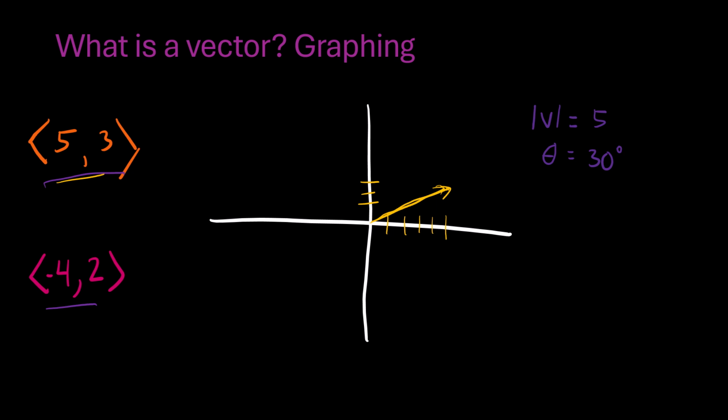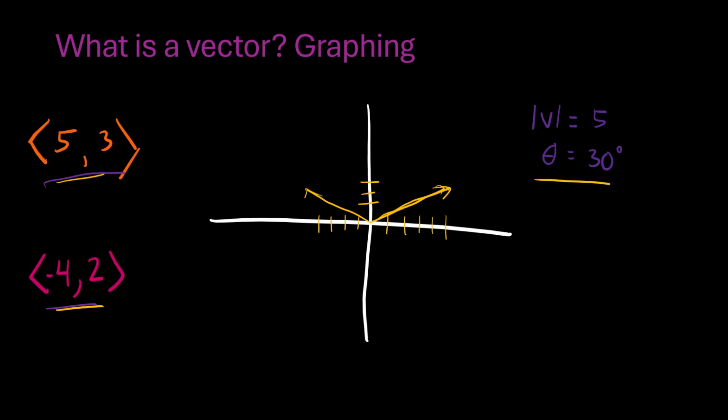Sometimes they specify where to start. So you will start there and go in that direction. So for this one, -4, so 1, 2, 3, 4, and up 2. So this one is going in this direction, something like that.